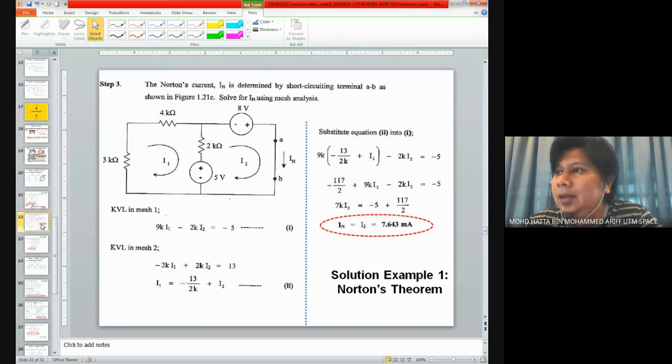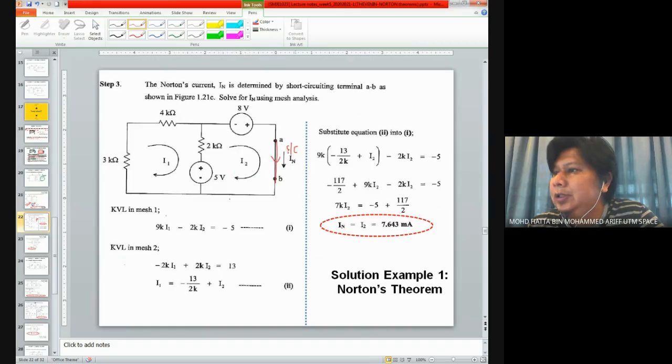For IN, you need to find IN according to the question using mesh analysis. According to the Norton equivalent procedure, you need to short circuit the terminal. Okay, short circuit this one. You need to short circuit the open terminal. For RN, you open it up, and for IN, you need to short the two terminals that we opened earlier.